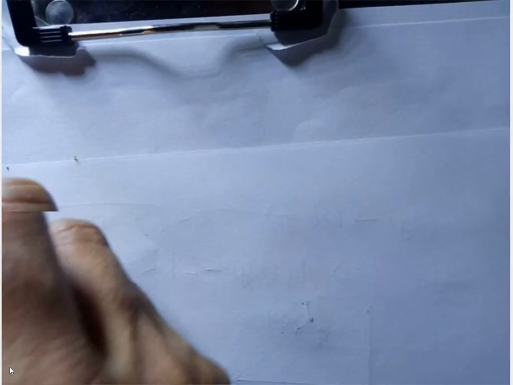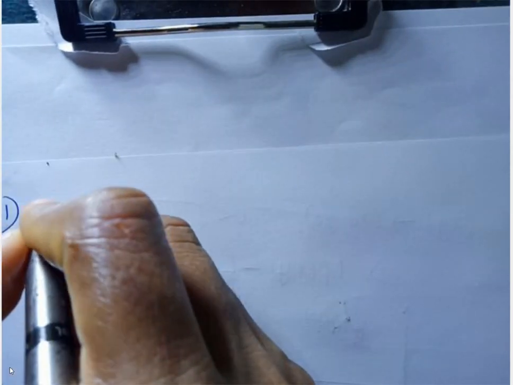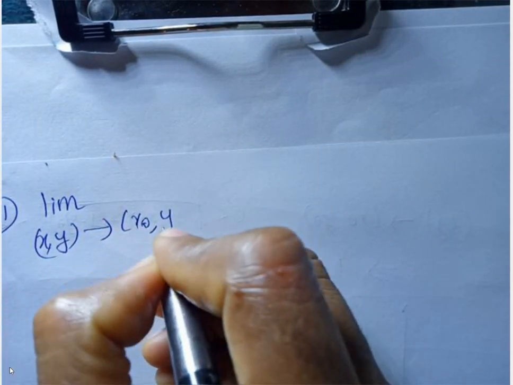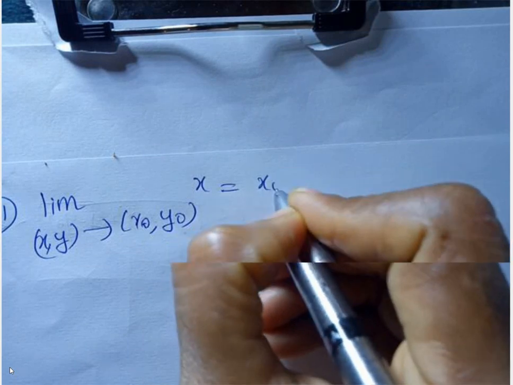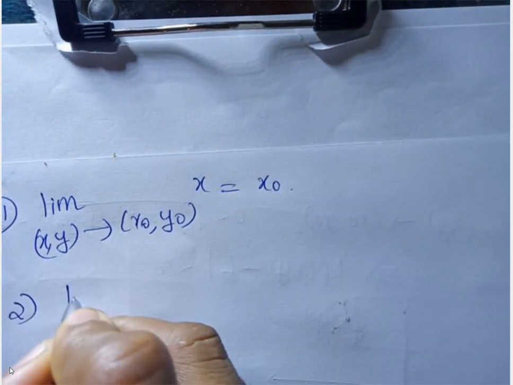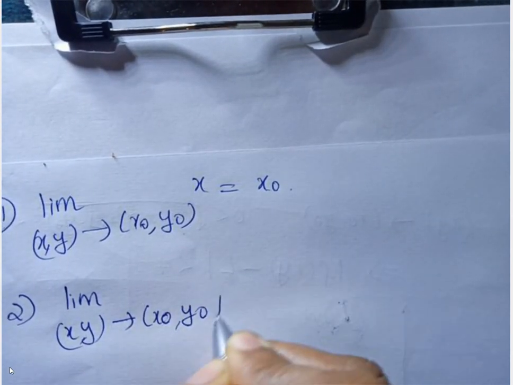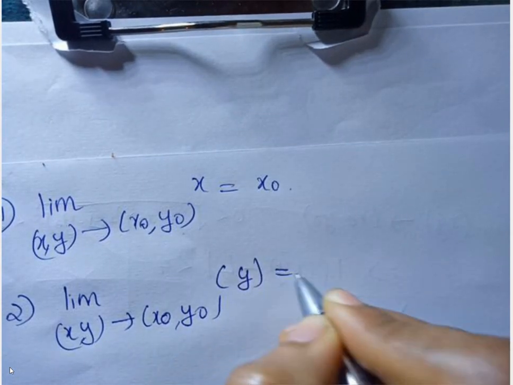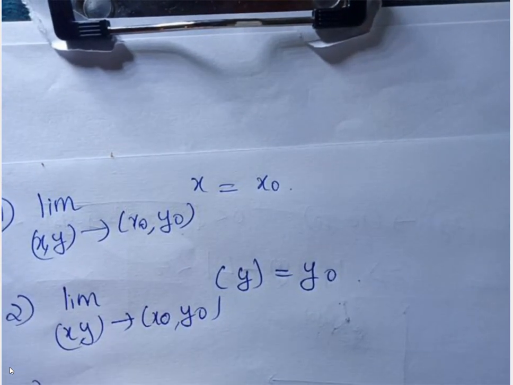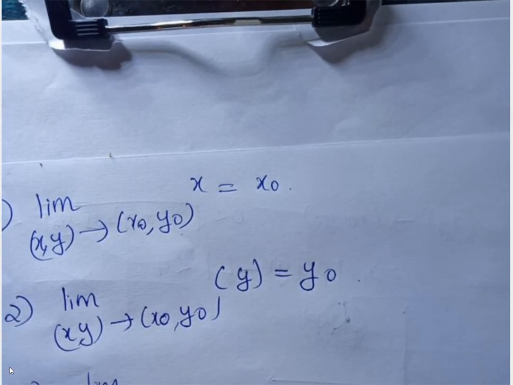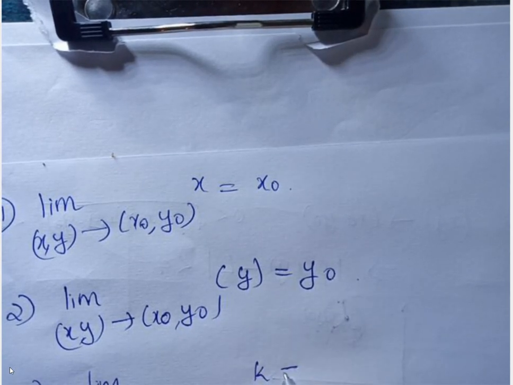You had to check this for a function of one variable. First result: the limit as (x,y) approaches (x naught, y naught) of x is equal to x naught. Second: the limit as (x,y) approaches (x naught, y naught) of y is equal to y naught. And the third one: the limit as (x,y) approaches (x naught, y naught) of a constant k is equal to k.